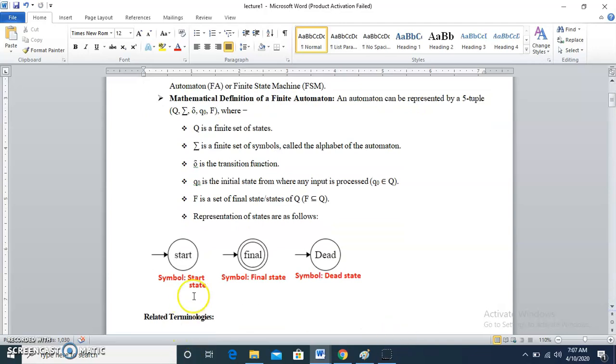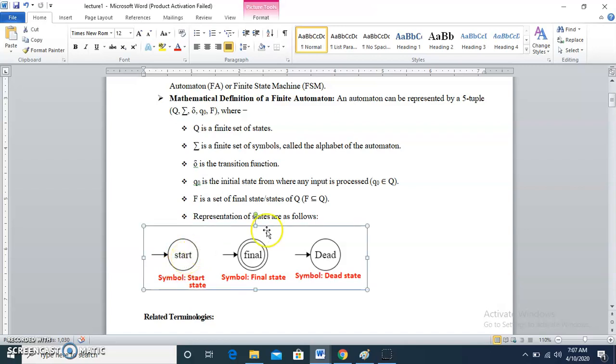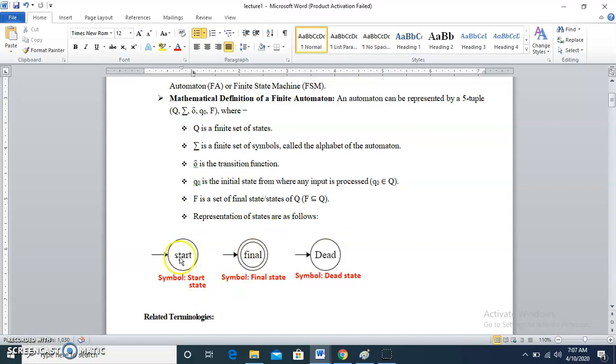Clear? First of all, as I told you that Q naught is the initial state, or you can say that it is a starting state. So we draw start states like this. In a circle, we write the name of the state: 1, 2, 3, and Q naught, Q1, Q2, whatever you want to write. We write any name of the state, and outside we always have to put an arrow. This arrow symbol indicates that this one is the initial state. Clear? The next representation is the final state, and we always represent the final state with a double circle.